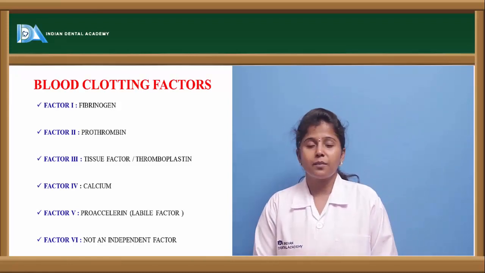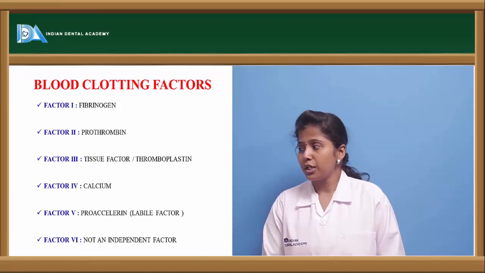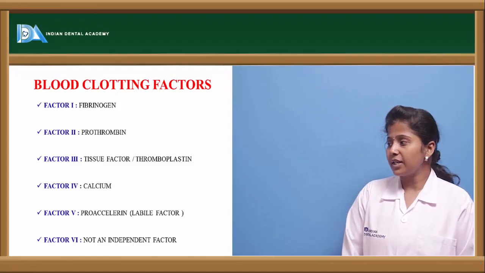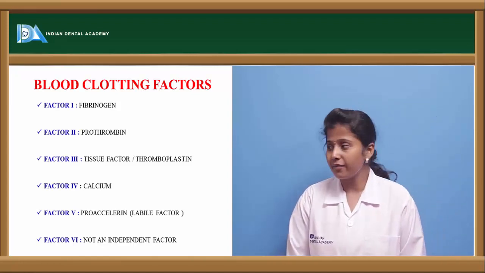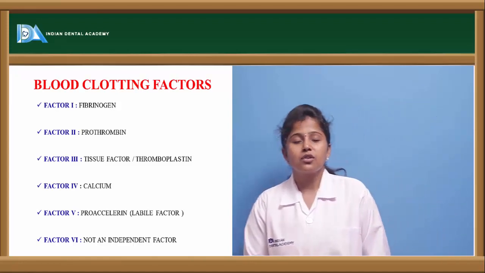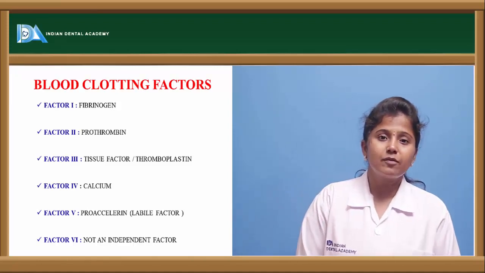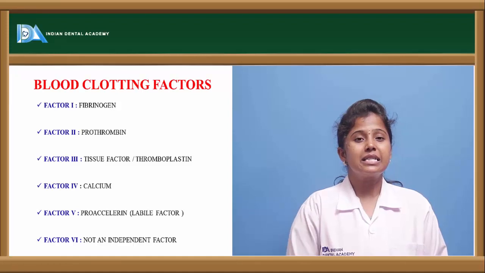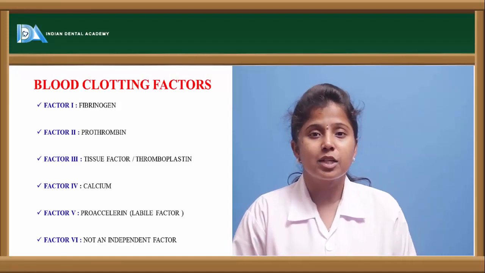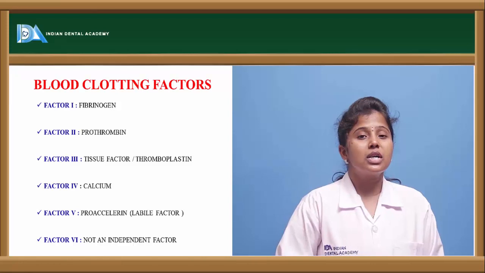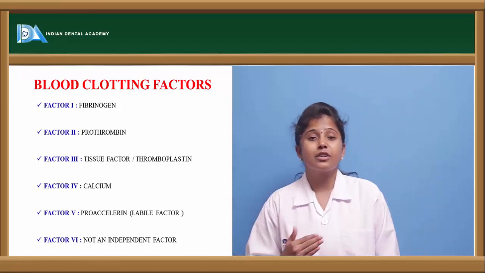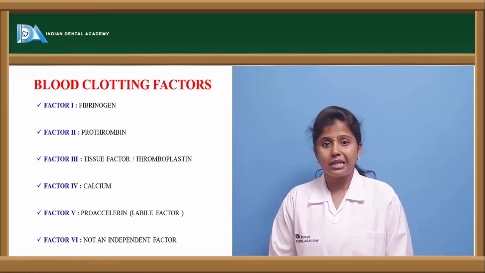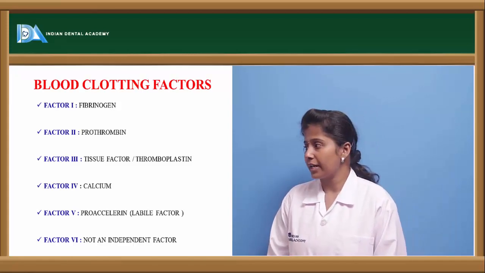factor 2, prothrombin, factor 3, which is called tissue factor or thromboplastin, factor 4 is calcium, factor 5 is proaccelerin or labile factor, and factor 6, which is not an independent factor, in the sense that this factor is not given any name, but recent research has said that factor 6 is called accelerin. It aids in the acceleration of, or fast, clot formation. That is the reason this name is given to this factor.